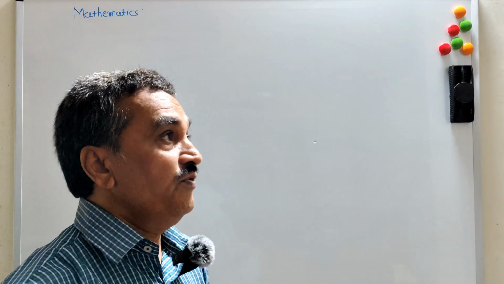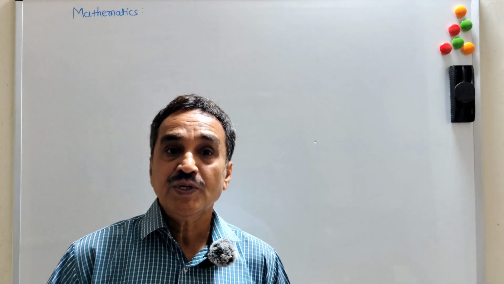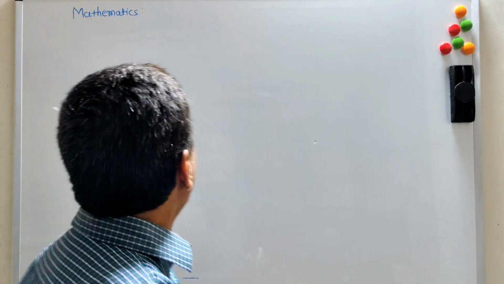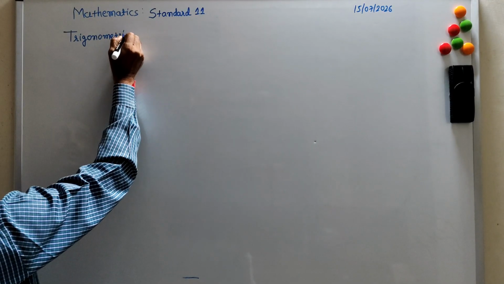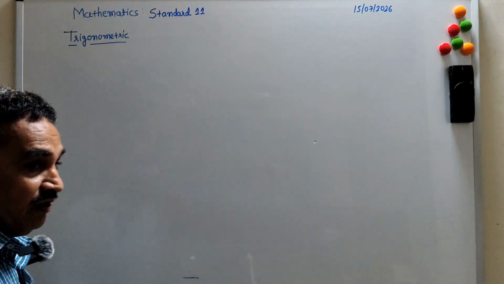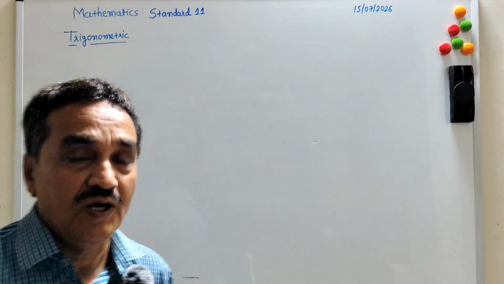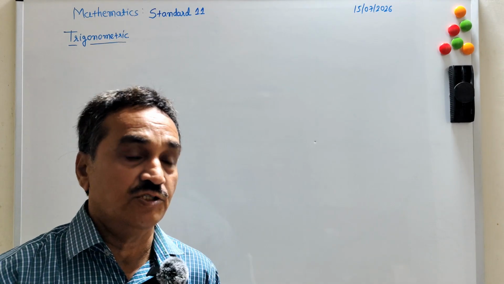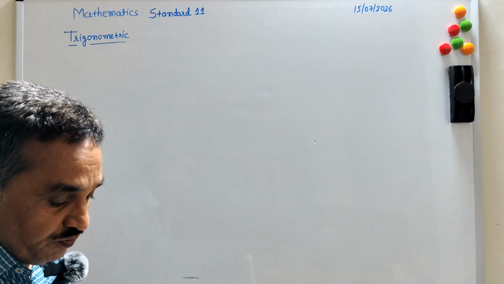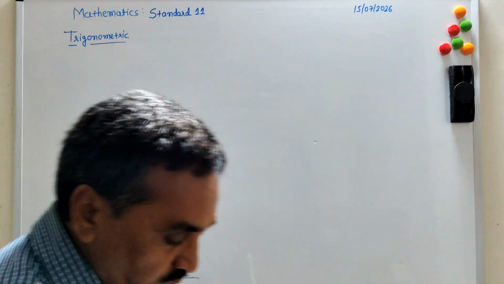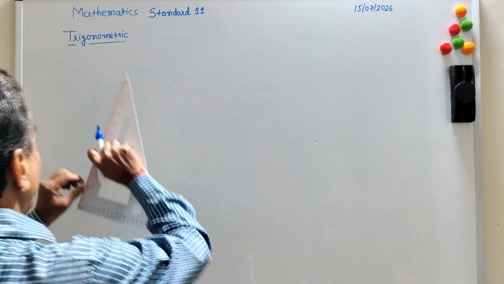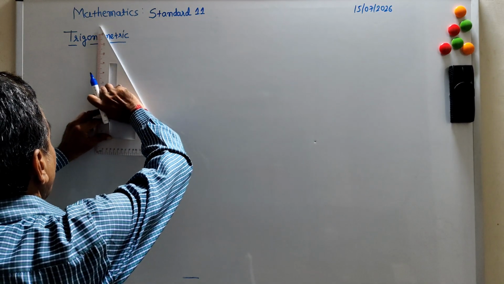Today we are going to teach trigonometry of standard 11. So in our earlier classes we have already studied about trigonometric ratio. What is trigonometric ratio? We have studied trigonometric ratio as a ratio of acute angles. See here what we have studied so far.